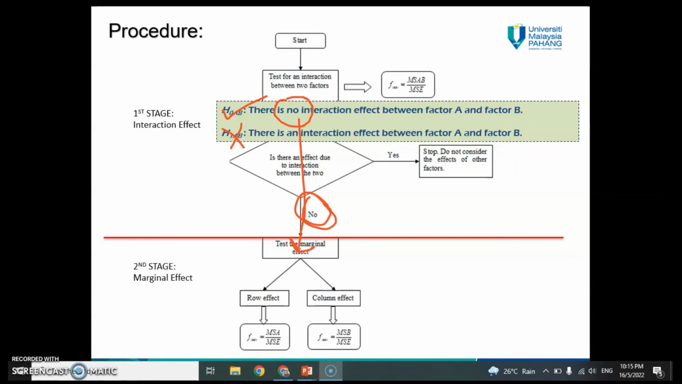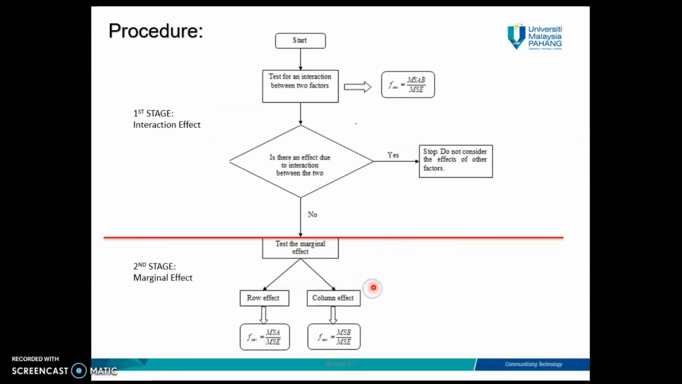When you go into the marginal effect, the second stage, you will need to conduct two hypothesis tests. One is the row effect hypothesis testing, and the second is the column effect hypothesis testing. In the row effect hypothesis testing, your H null is saying that there is no effect of factor A, and your H1 is saying that there is an effect of factor A. So that is your H null and H1 for the row effect hypothesis testing.